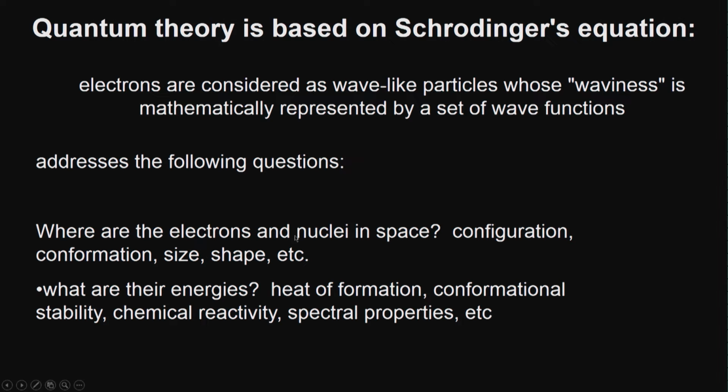So, where are the electrons and nuclei in space? You can find that out from the configuration, conformation, size, shape and so on. And from the energies, we can get heat of formation, conformational stability, chemical reactivity, spectral properties, etc. We can even simulate different types of spectra using quantum mechanics calculations. That is an advantage.